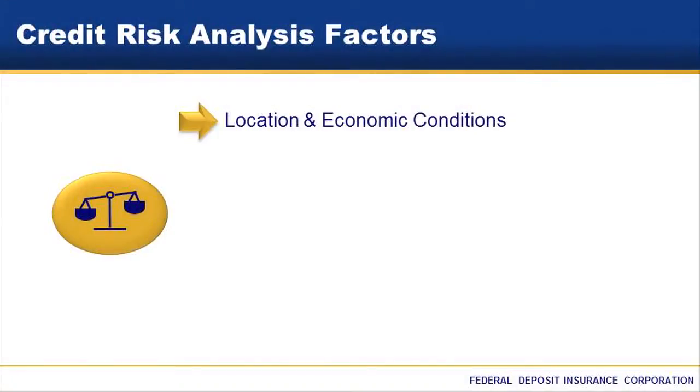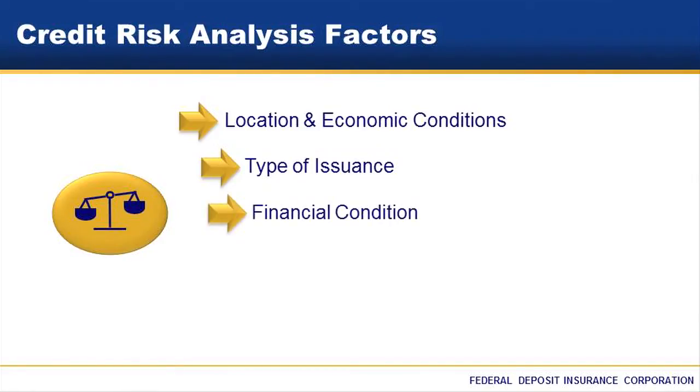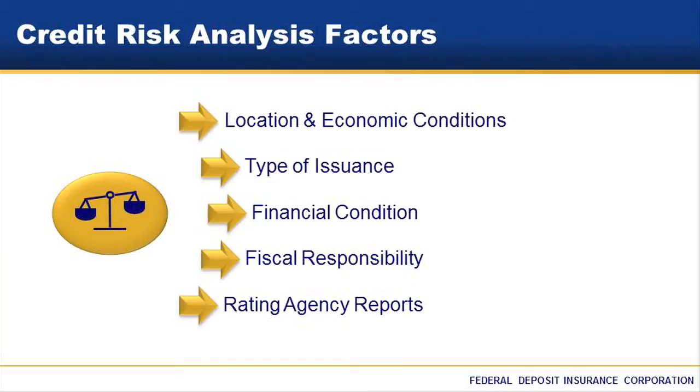Basic credit risk analysis should consider various factors and can include the location of the municipality issuing the bond and the current economic conditions impacting that municipality, the type of municipal bond issuance, an assessment of the financial condition of the municipal bond obligor, a review of the municipality's fiscal responsibility, and an evaluation of ratings and other reports issued by rating agencies. Now Jeremy will discuss economic conditions.